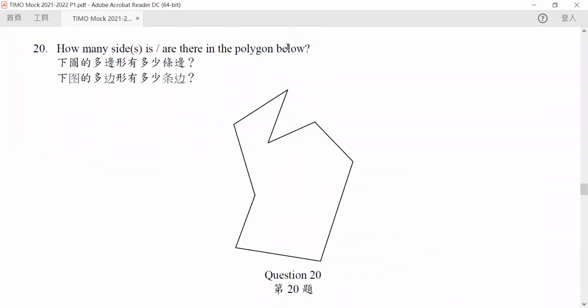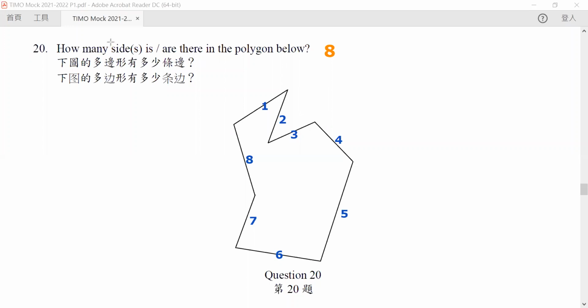How many sides are there in the polygon below? Well, we can count it by hand, right? This is our first side. This is our second side. This is our third. This is our fourth. This is our fifth. This is our sixth. This is our seventh. This is our eighth. So in total, there will be 1, 2, 3, 4, 5, 6, 7, 8, and hence our answer is equal to 8. Okay. So we just count it one by one.